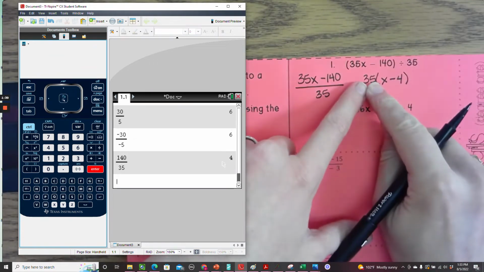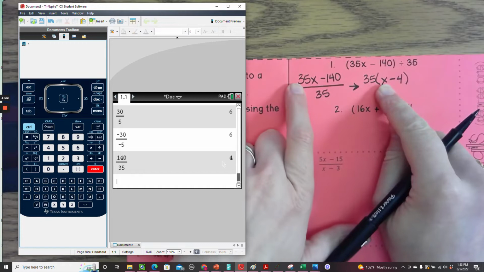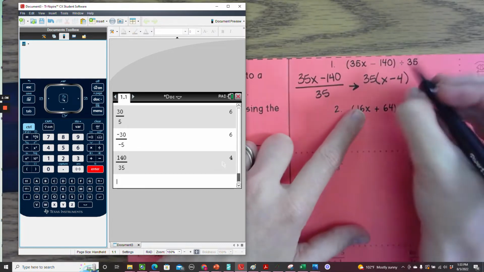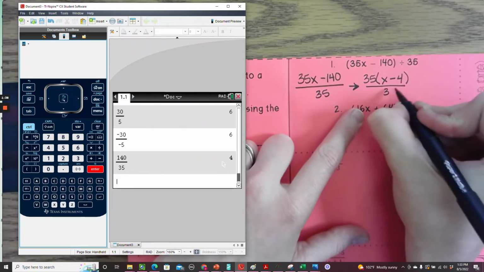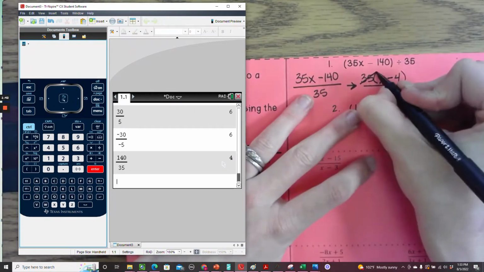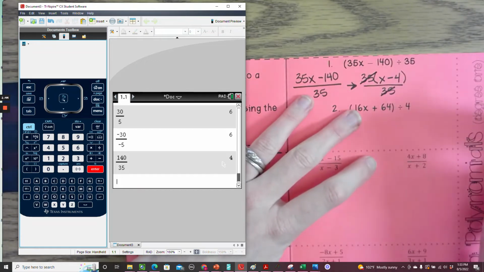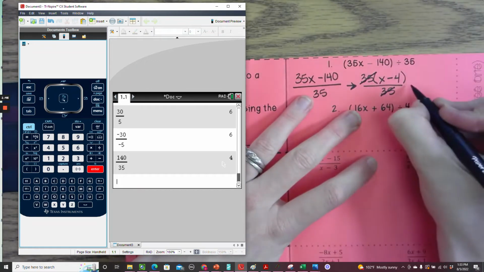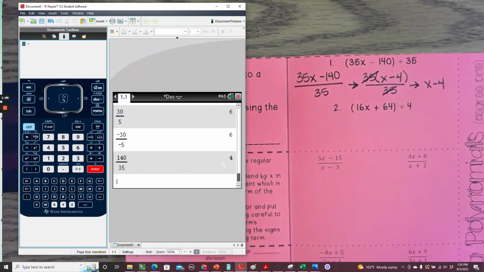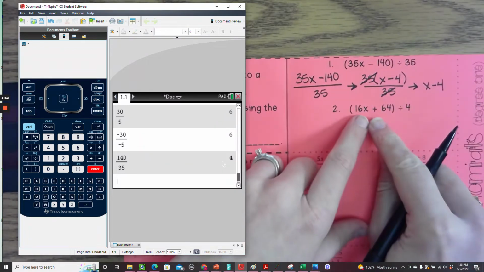Again, if I work backwards, 35 times x is 35x, and 35 times a negative 4 gives me a negative 140. So now I can use cancellation. If I've got a 35 on top and a 35 on bottom, they cancel, and I'm left with just x minus 4. Here's another one.